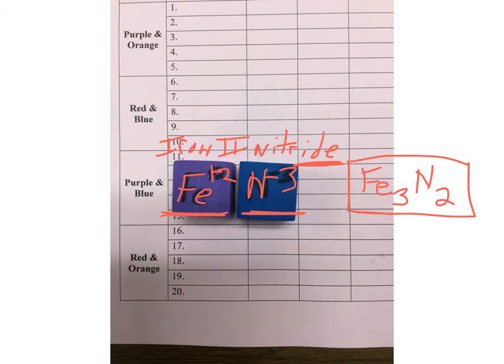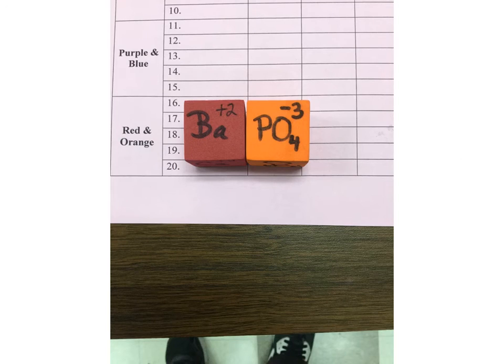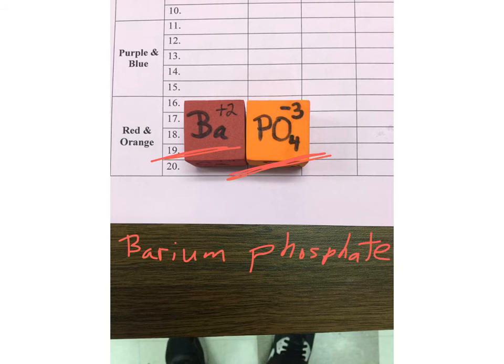All right, so let's do one that does need parentheses, like this one. Okay, Ba, is it a metal or a non-metal? It's a metal. Is it a group A or a group B? It's A. So we just name it, right? Barium. And what's PO4? Phosphate. Phosphate. Very good. Okay, that's my name. Because it's a group A, we just name it.